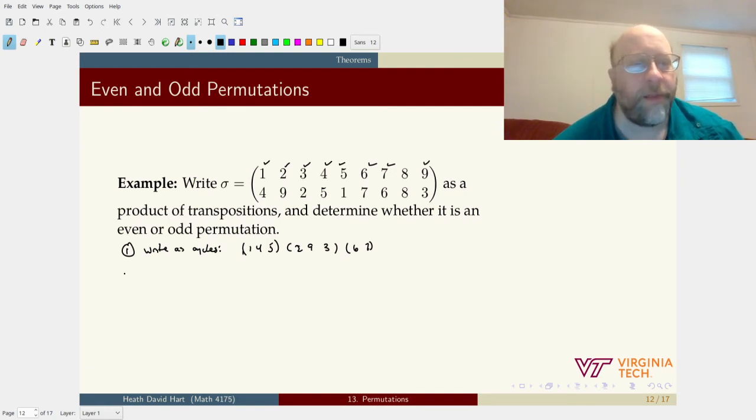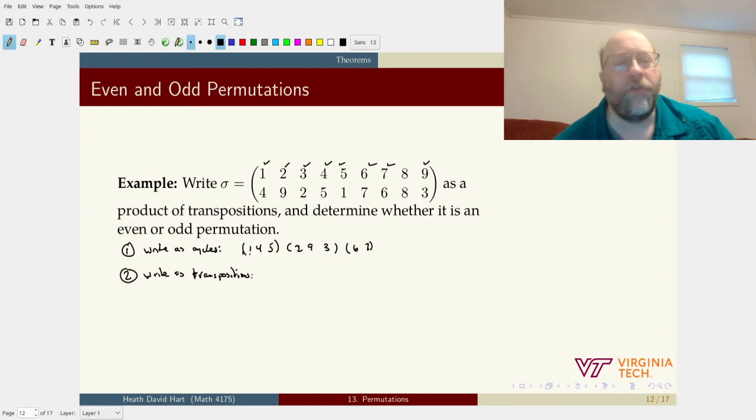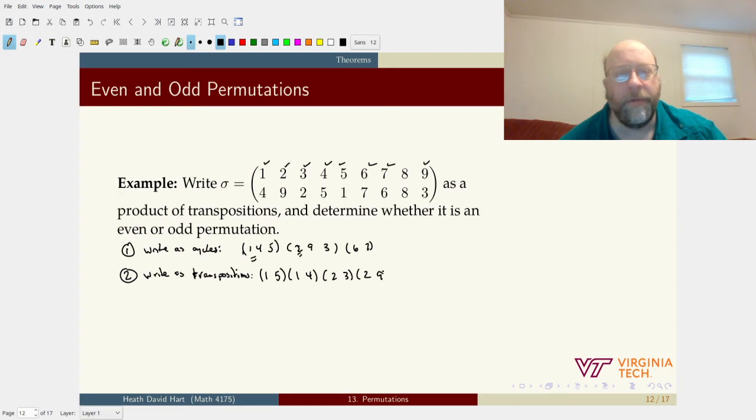And then we'll combine the cycles into transpositions. And the trick for writing a transposition is for those 3-cycles, we always start with a 1, and then we feed in the other 2 numbers in reverse order. So we'll have a (1 5) followed by (1 4). Then same thing here. We'll have a (2 3) followed by a (2 9). And then this only has 2 elements, so it's just (6 7).